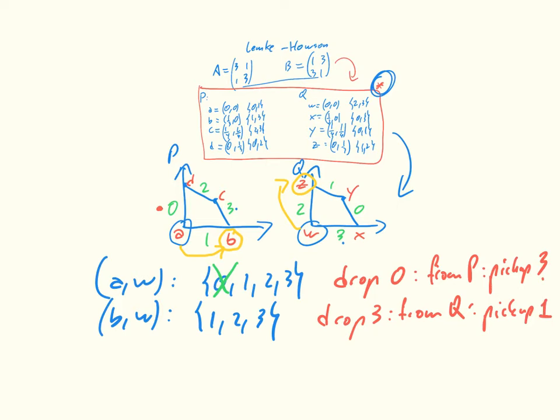And now we are at the pair BZ. Our full label set is still 1, 2, 3. And we've picked up 1, so 1 is the one we have twice. We have it for B and we have it for Z, so we're going to drop 1. We're going to drop it from P this time. And if we drop it from P, we're going to move from B to C, which means that we pick up 2.